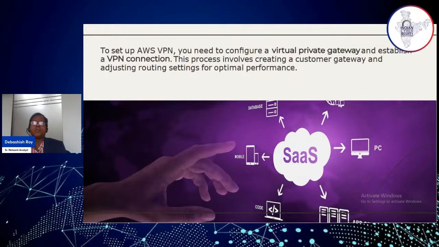Now, how to set up the AWS VPN there? To set up the AWS VPN, you need to configure a virtual private gateway. Like the NAT gateway, you need to configure a VPN gateway also and establish a VPN connection. Just like for the internet connection, you create an internet gateway for the EC2 instance. Here also, you have to create a virtual private gateway for VPN connection. And this process involves getting a customer gateway and adjusting routing settings for optimal performance.